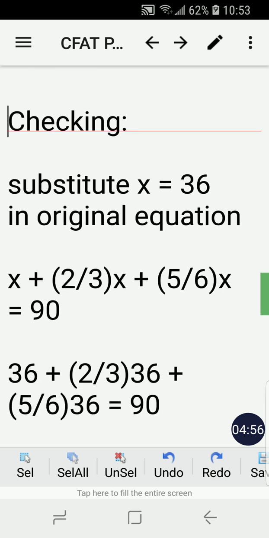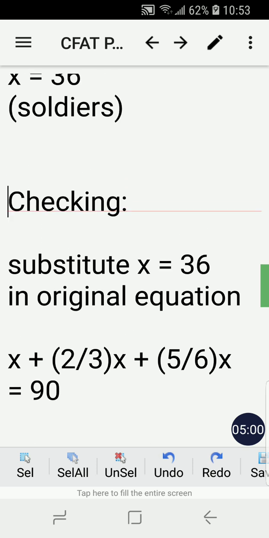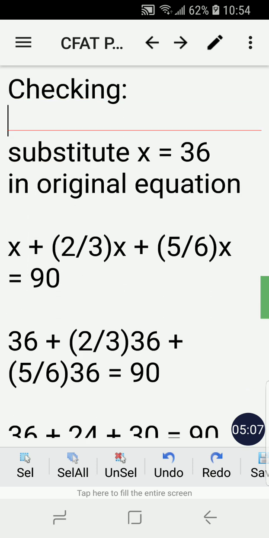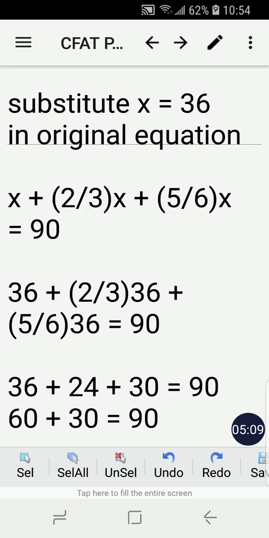So we need to check whether our answer is correct. So all we do is substitute the value of x that we just solved, which is 36, into the original equation. So x plus 2/3 x plus 5/6 x is equal to 90. That's the original equation. We substitute the 36. We get 36 plus 2/3 times 36 plus 5/6 times 36 is equal to 90.